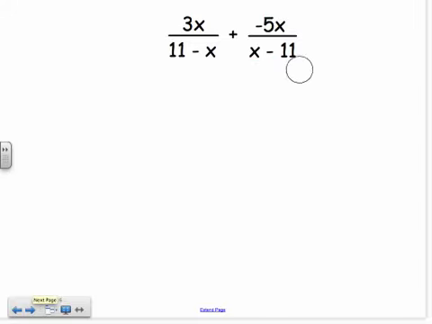So all I have to do to get one to the other one is multiply the bottom by a negative 1. So watch this. If I multiply by a negative 1 on the bottom here, which means I've got to do it up top, don't I?